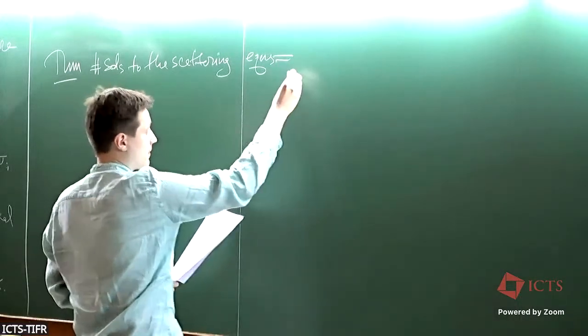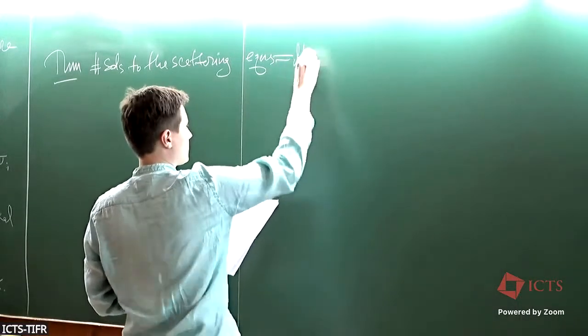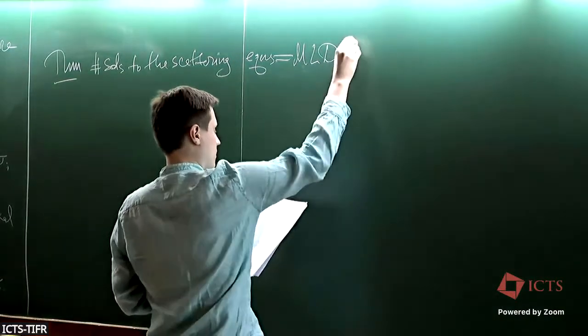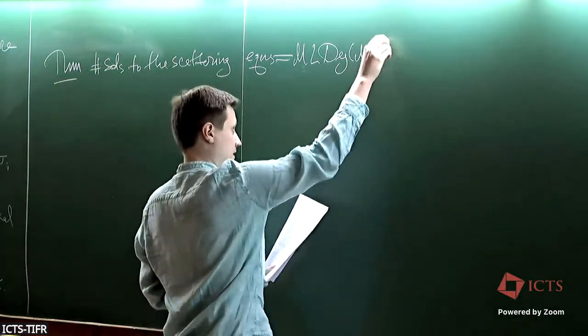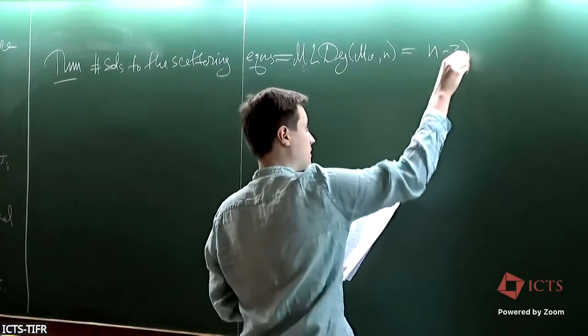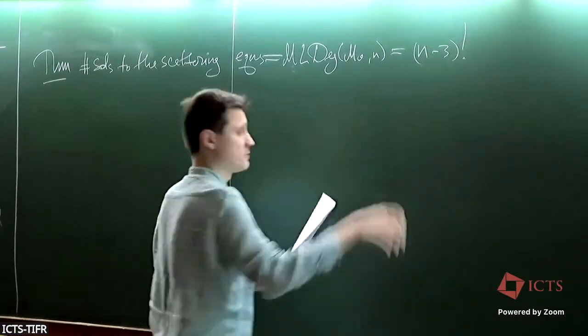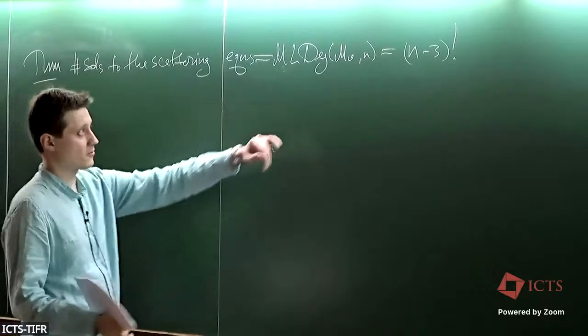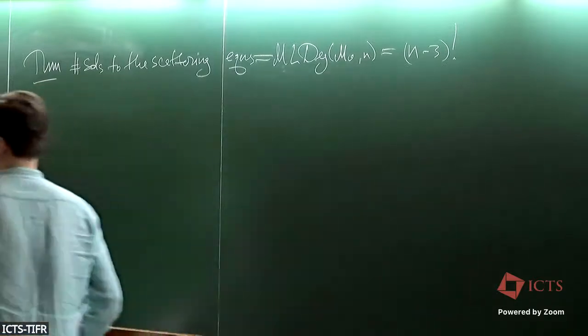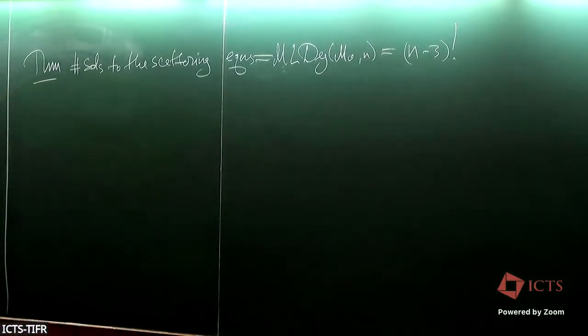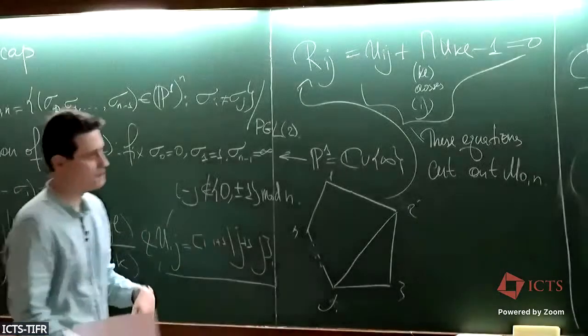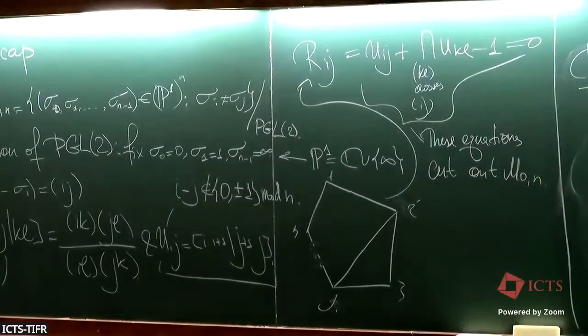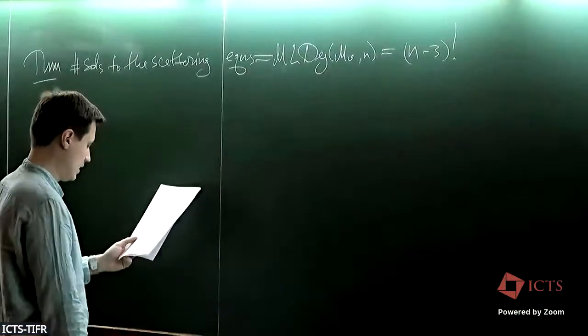So this is not the theorem. We know that this is by definition the ML degree of M0n. And the theorem is that it's (n minus 3) factorial. So it's a big number. There are a lot of solutions. We know that M0n is n minus 3 dimensional. This follows in particular from this representation where we fix 3 points and we have n minus 3 degrees of freedom. And the ML degree turns out to be (n minus 3) factorial.